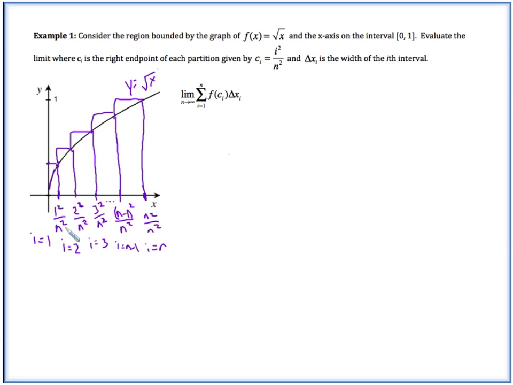If we take the square root of 1 squared over n squared, we just have 1 over n. The next one, the square root of 2 squared over n squared, is just 2 over n, and so on and so forth. The second to last one is going to be n minus 1 over n for the height. The last one will be n squared over n squared, and the square root of that is just 1. So what we want to do first is find delta x sub i.